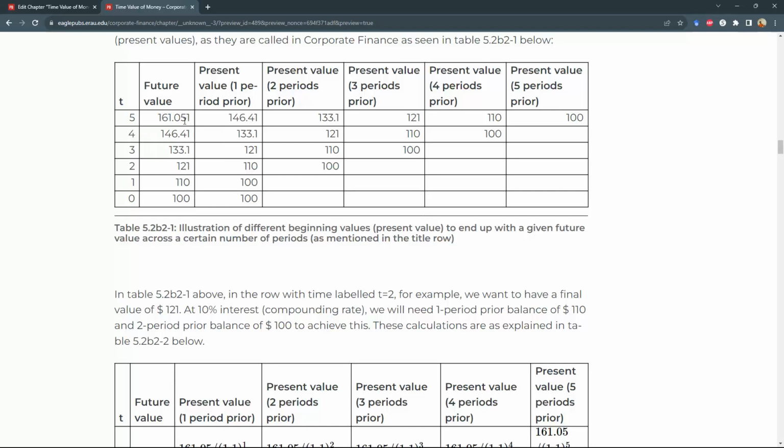161.051, then at the rate of 10%, the present value would have been 146.41 one period ago, or 133.1 2 periods ago, or 121 3 periods ago. So the concept of present value and future value really is a relative concept. Present value means the value today, right now. So if we were standing here 5 periods ago, we would have a present value of 100, and 5 periods later, that value would become 161.051.